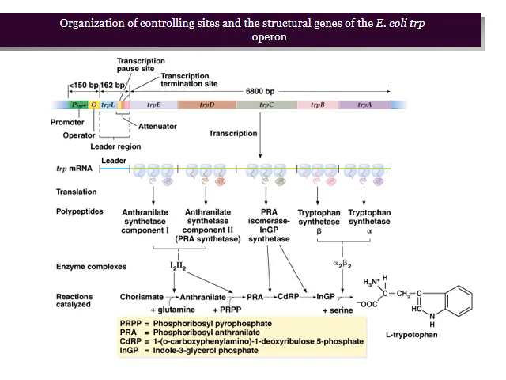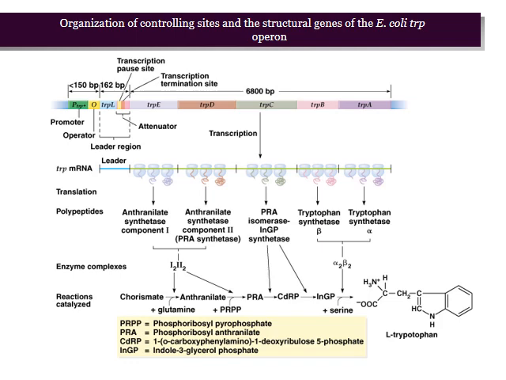If we look at the trp operon in a bit more detail, the trp mRNA is going to be a polycistronic mRNA. It's going to include the coding regions of all 5 of the structural genes, as well as this leader region, which we're going to ignore for the time being.